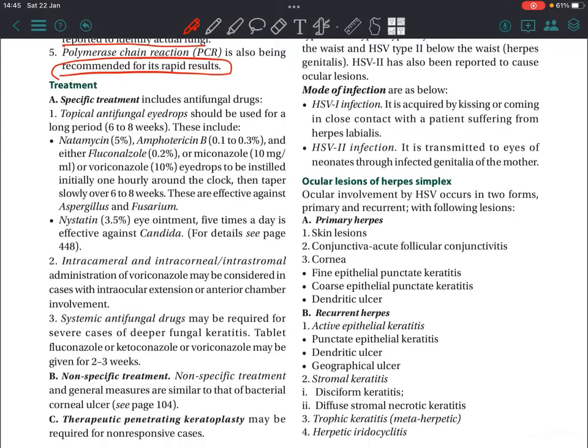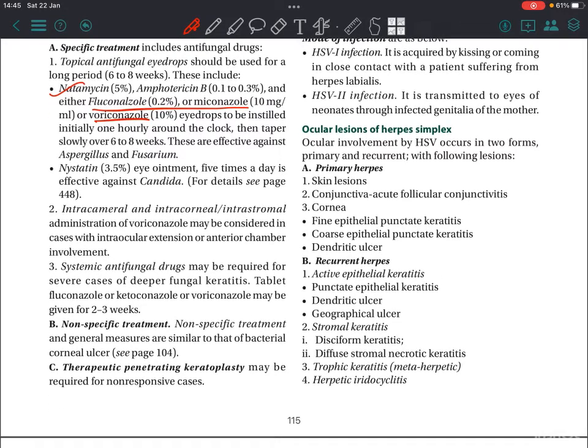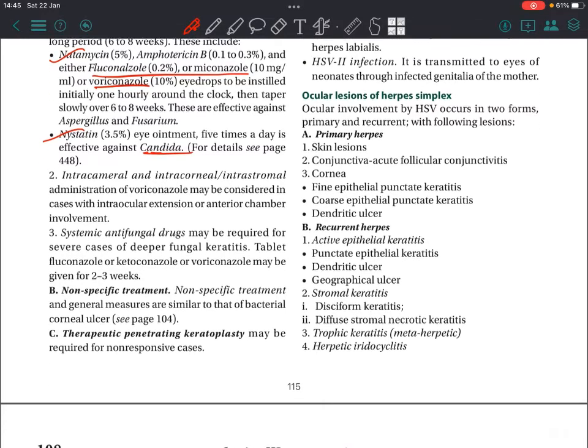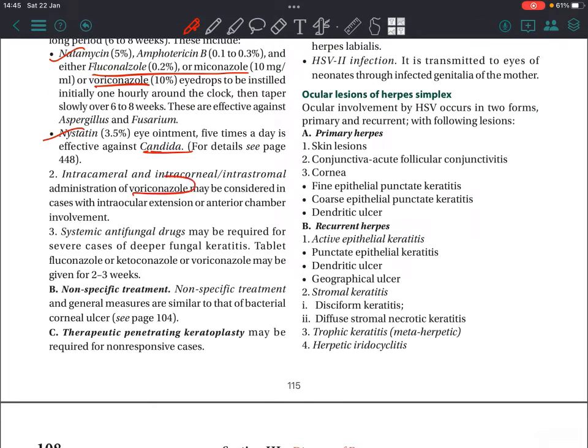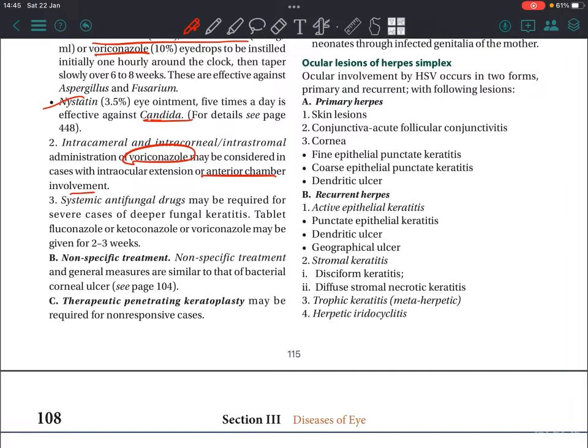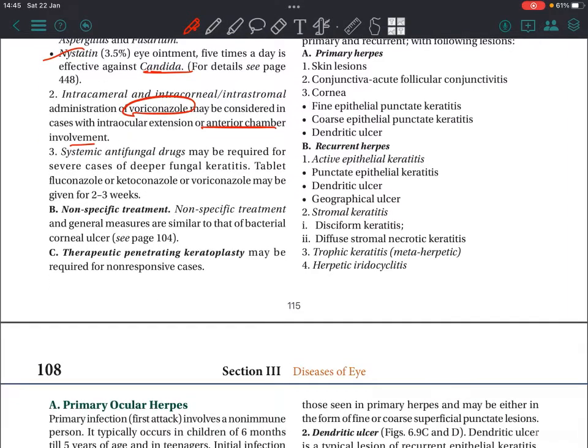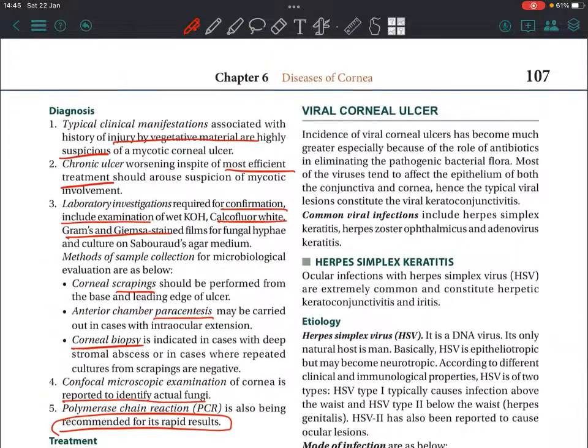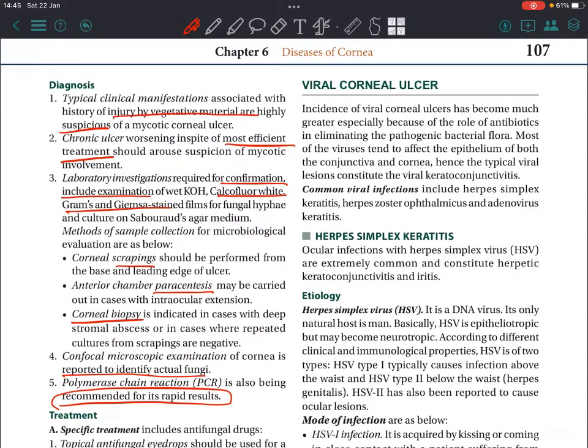Treatment: topical antifungals such as natamycin, amphotericin, fluconazole, miconazole, voriconazole, and nystatin ointment; natamycin is effective against Candida. Intracameral and intracorneal administration of voriconazole may be used. Systemic antifungal drugs may be required for severe cases of deeper fungal keratitis. Tablet fluconazole, ketoconazole, or voriconazole may be given for 2 to 3 weeks. Non-responding infection requires therapeutic penetrating keratoplasty.